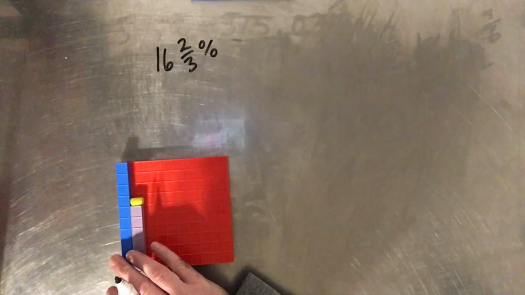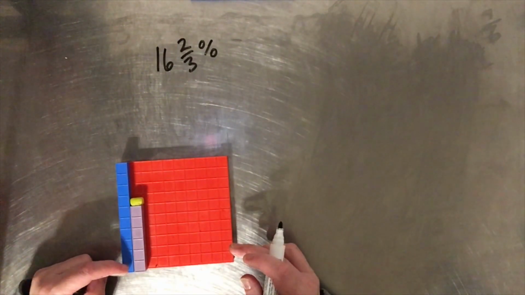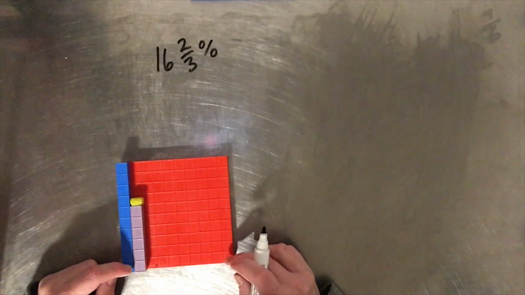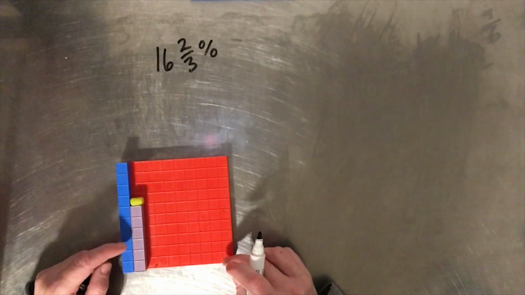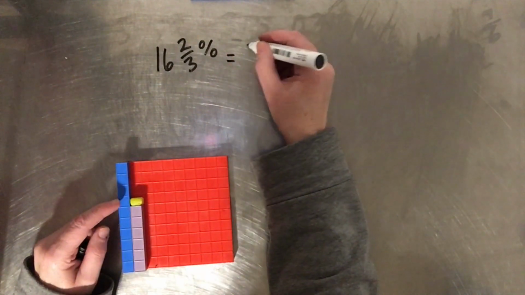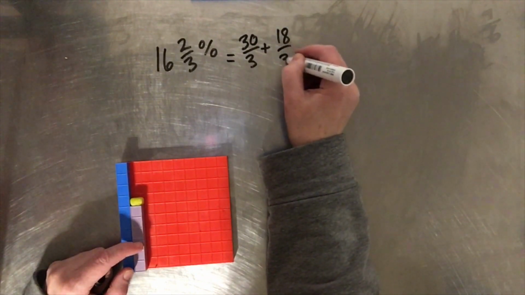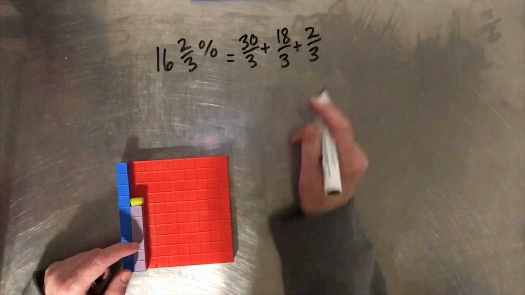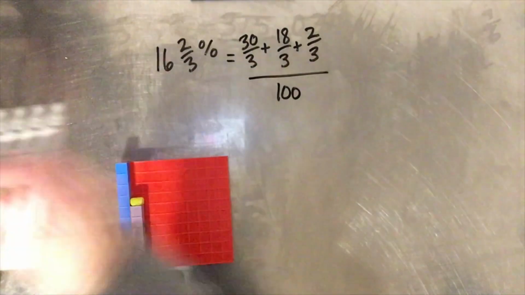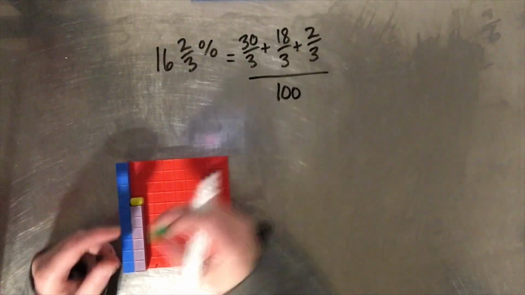If you actually look at this, we could turn this all into thirds. Okay. For every one of these, there's 3/3. So there's 3/3, 6/3, 9/3 of 100th, which means that we really have 30 thirds here, plus 18 thirds here, plus 2/3 here of 100th. So we have 30 thirds of 100th, right? This is 30 thirds of 100th. This is 18 thirds of 100th. And this is 2/3 of 100th.